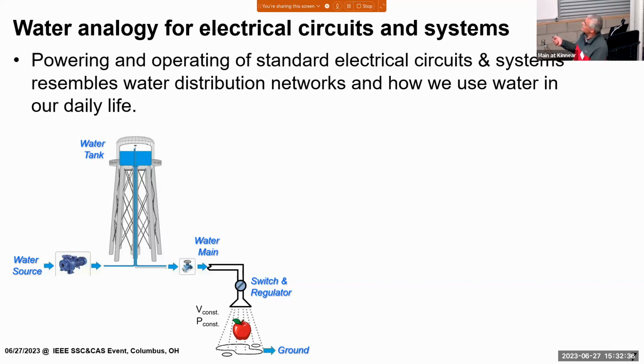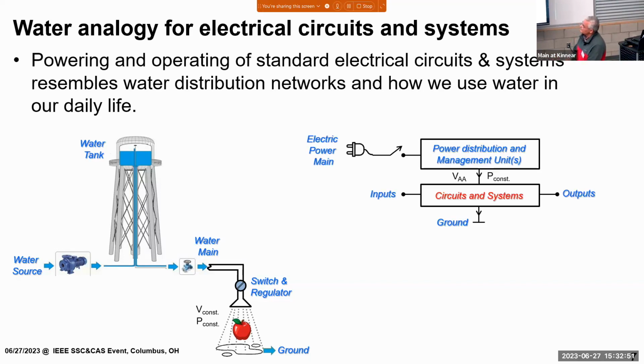Okay, and in general, powering or operating our electric circuits and systems resembles how we distribute water in our daily use in networks, water networks, water mains. Always you have to have some kind of water source that you place somewhere, and then you distribute that in a controlled fashion. And using some kind of regulator and switch, you can use that water volume and pressure to do some job, okay?